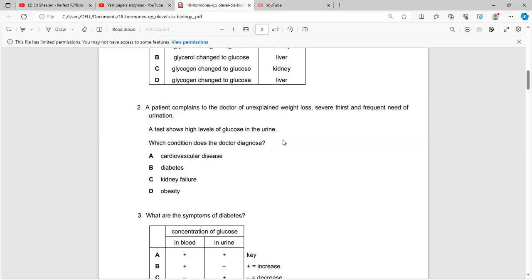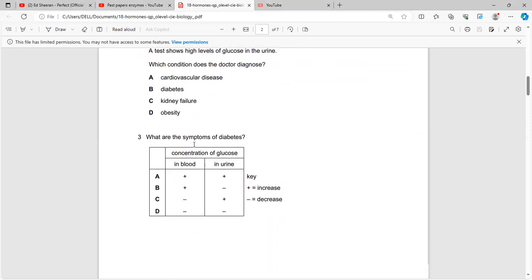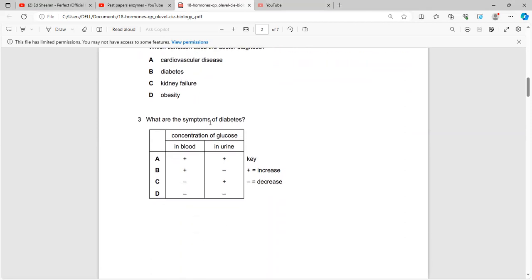So coming back to the question, which condition does the doctor diagnose? Obviously, it's diabetes. Now, what are the symptoms of diabetes? You need to know the difference between signs and symptoms. Signs are the hidden manifestations which, for example, can be diagnosed by a test, whereas symptoms are the external manifestations which can be noticeable and observable by everyone.